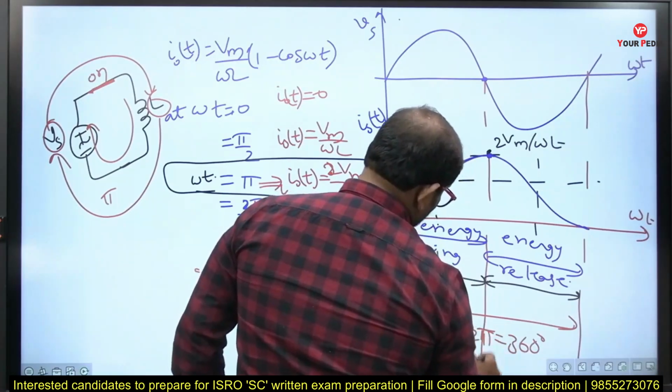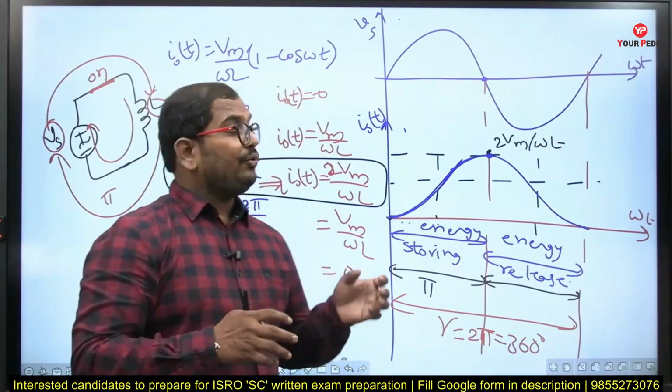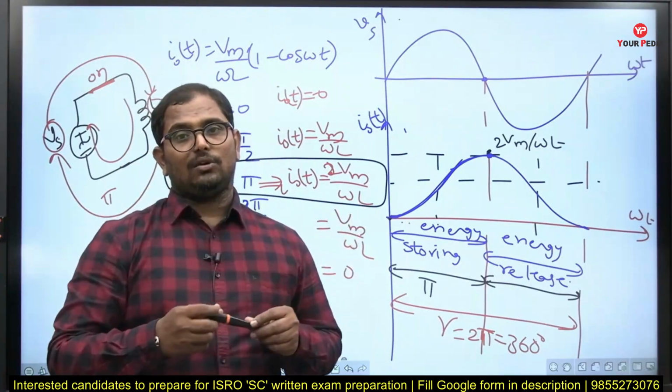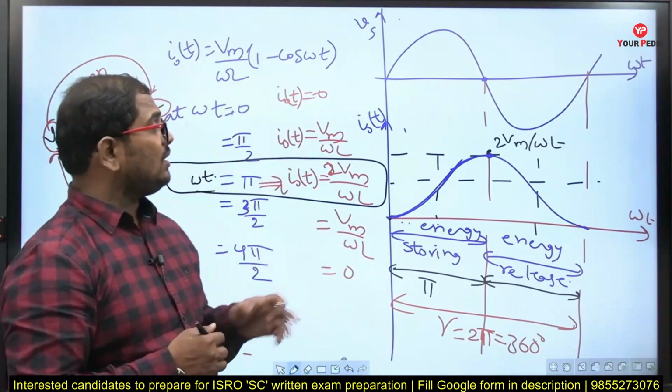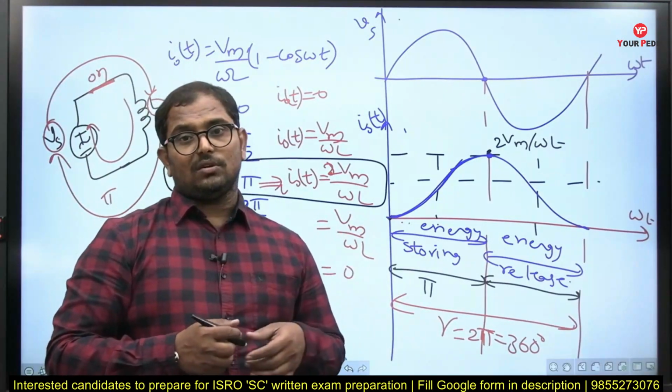2 pi, which is equal to 360 degrees. So like this, you need to analyze each and every circuit in power electronics. Okay, this is about the power electronics basic concept. Now let's solve two to three problems regarding this concept.